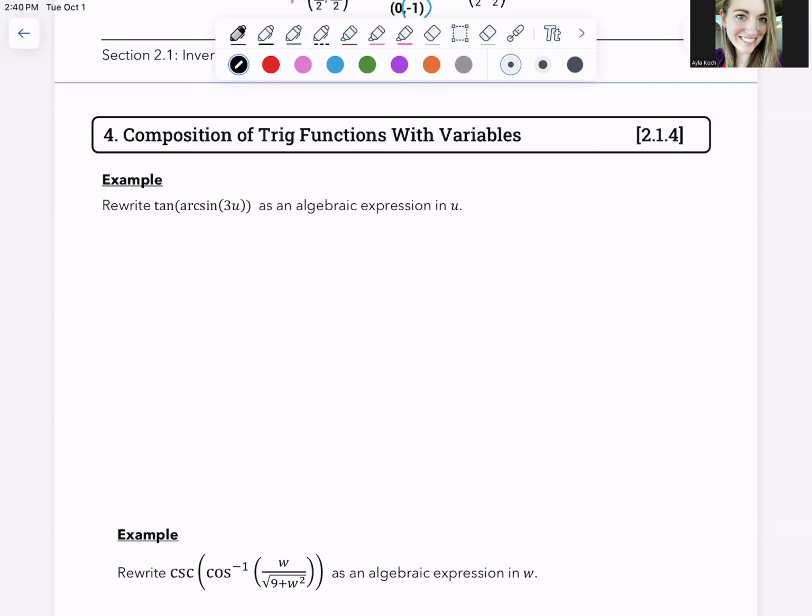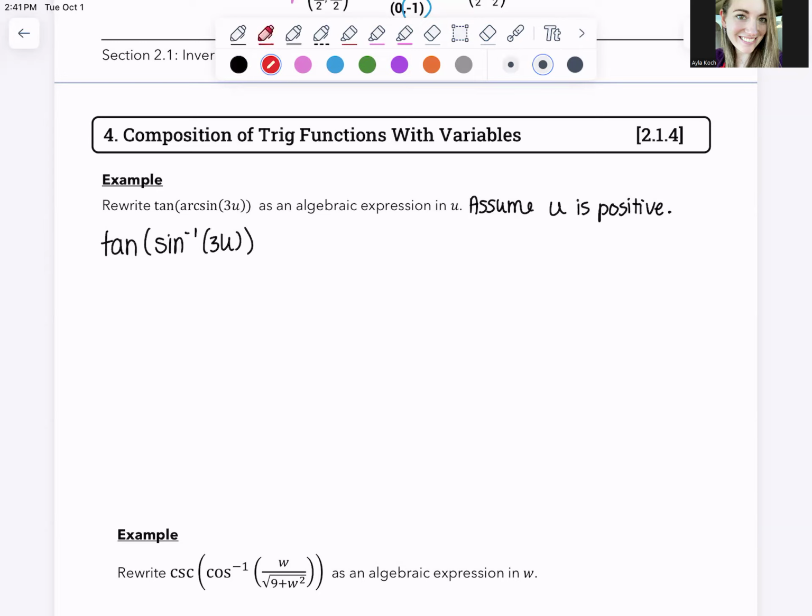So first example, rewrite tan of arcsine of 3u as an algebraic expression in u. And it should also say assume u is positive. This will make our life easier later. We're going to start this the way we always have. So tan, I'm going to write this as sine inverse of 3u.